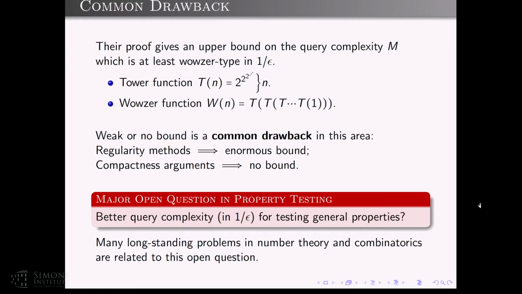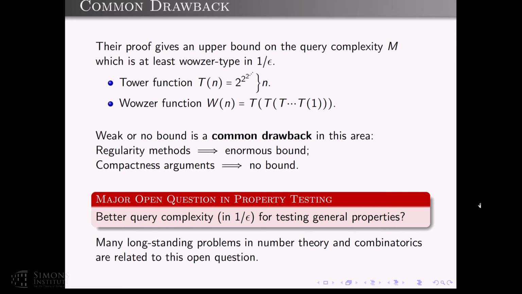So in fact, a weak bound or no bound is a common drawback for tests for general property testing in this area, because usually the regularity method is used, which will lead to a very large bound, or a compactness argument is used, in which case no explicit bound is given. So the major open question for testing general properties is whether we can find a better query complexity in 1 over epsilon.